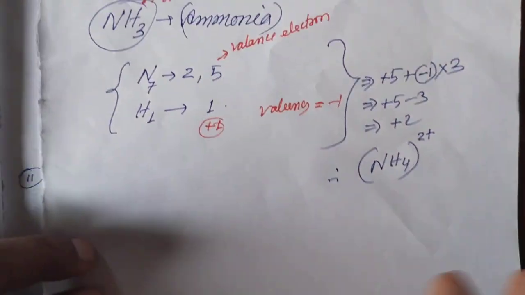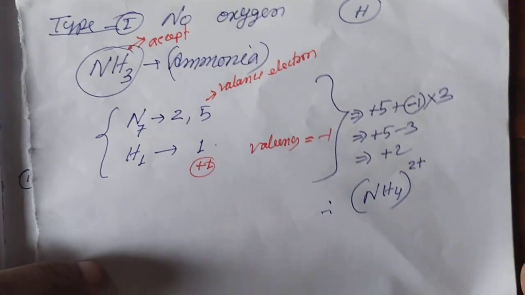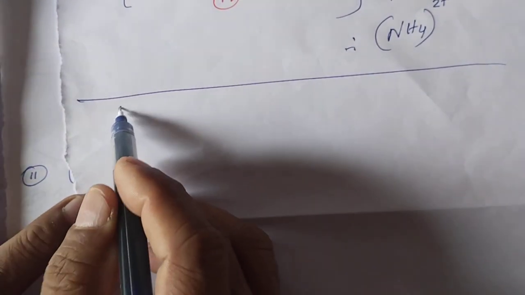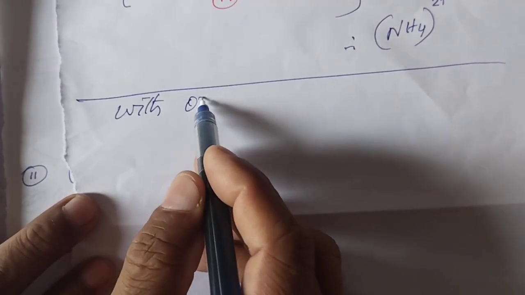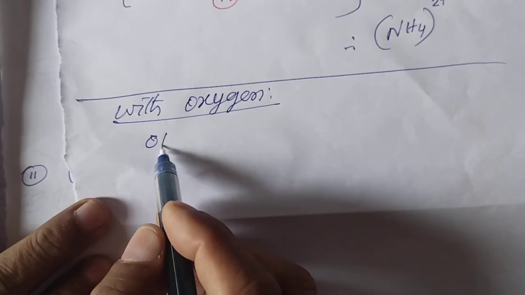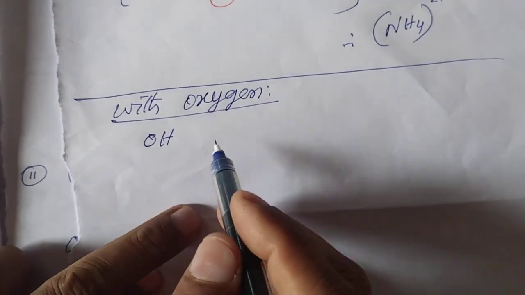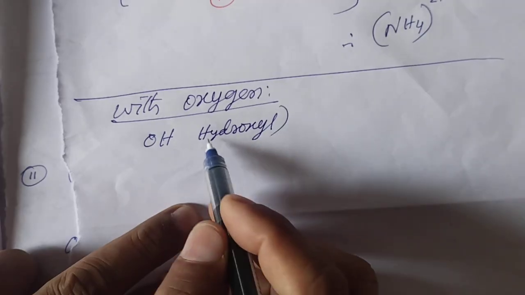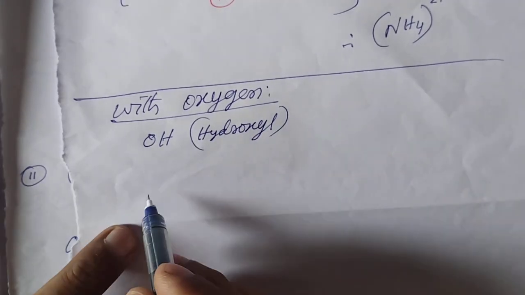Then I'll take another example. Another example, here it was with no oxygen. Now I'll take another with oxygen. Try to understand clearly, okay? With oxygen, I'll take say OH. Second type, with oxygen. Whenever oxygen is there, you remember, you will do like this. OH, it is called hydroxyl. Hydroxyl, okay? What will be its valency? How to find, you see?